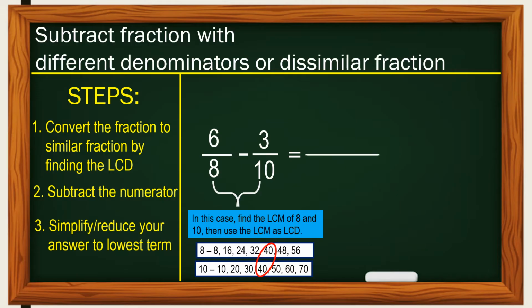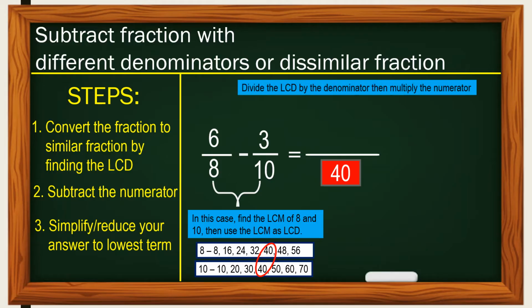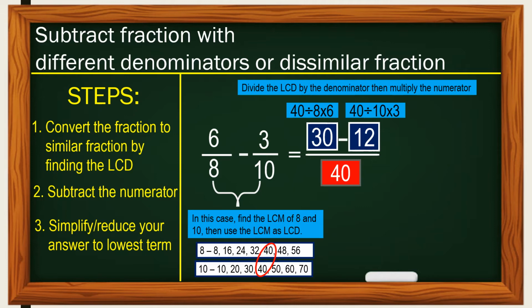So yung 40 ngayon ang magsisilbing least common denominator. Then, find the numerator. Divide the LCD by the denominator, then multiply the numerator, gaya ng ginawa natin kanina. So, 40 divided by 8 is equal to 5 times 6 is equal to 30. Then 40 divided by 10 is equal to 4 times 3 is equal to 12. Then let us subtract: 30 minus 12 is equal to 18 over 40.